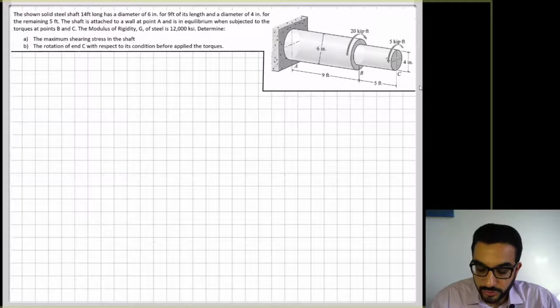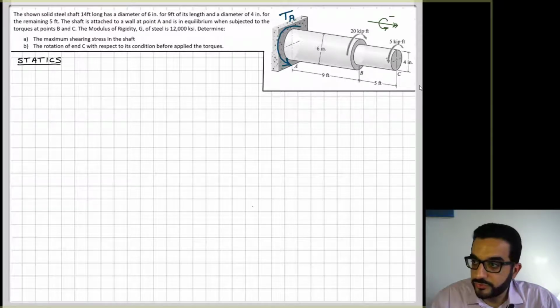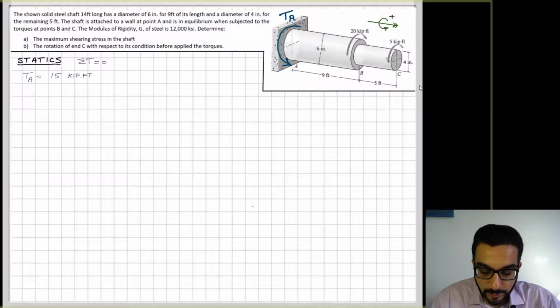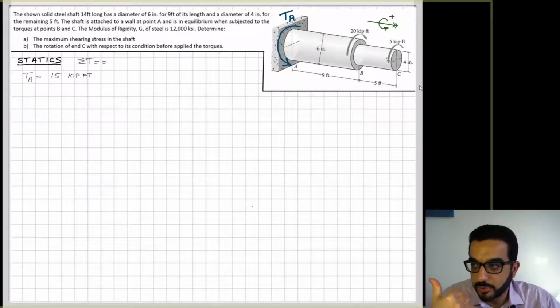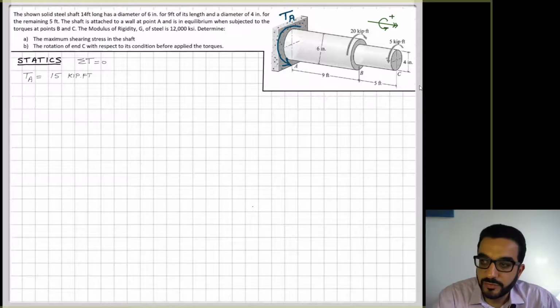So the first thing we need to do here is statics. This is a shaft fixed at the fixed support at A. To figure out the value of TA, I will need to put a positive direction for my calculations. I'll assume it's going away from the support, and this double arrow is just a way to represent the direction of a moment using a straight arrow. The bent arrow and the straight arrow give you a sense of the positive direction of the torque.